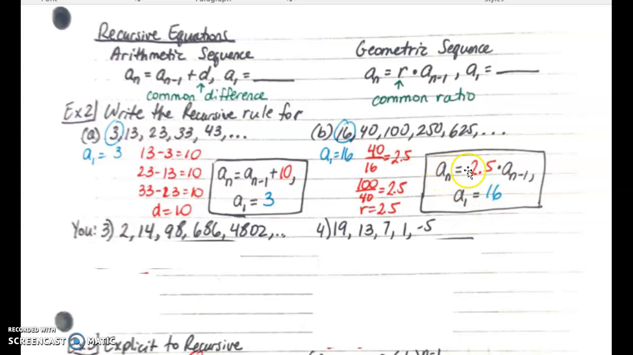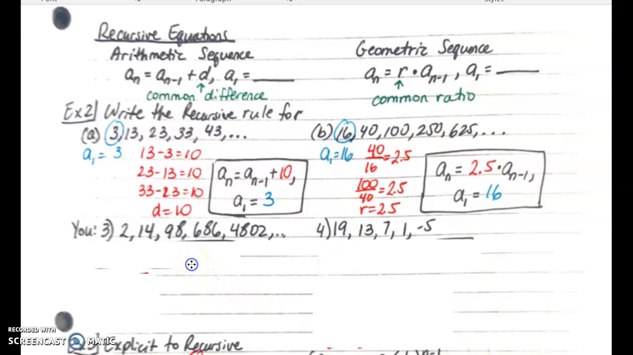So we have a sub n is equal to 2.5 times a sub n minus 1, comma, our first term, a sub 1 equals 16. Okay. So you can go ahead and try working on these. Pause the video so that you can try to work these out and see if you can write them in the recursive equation for arithmetic or geometric.